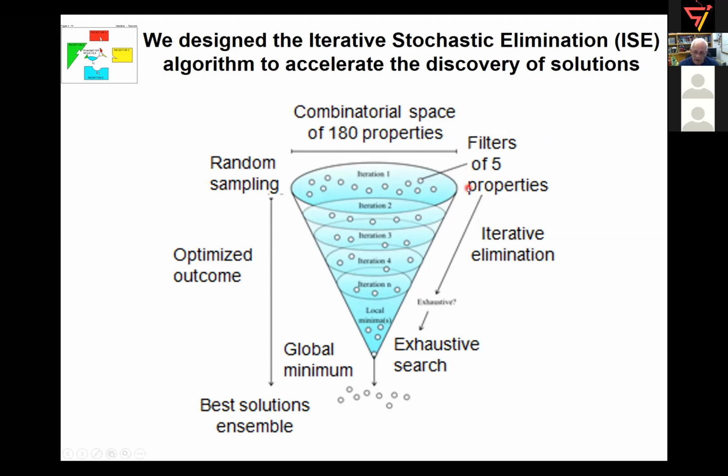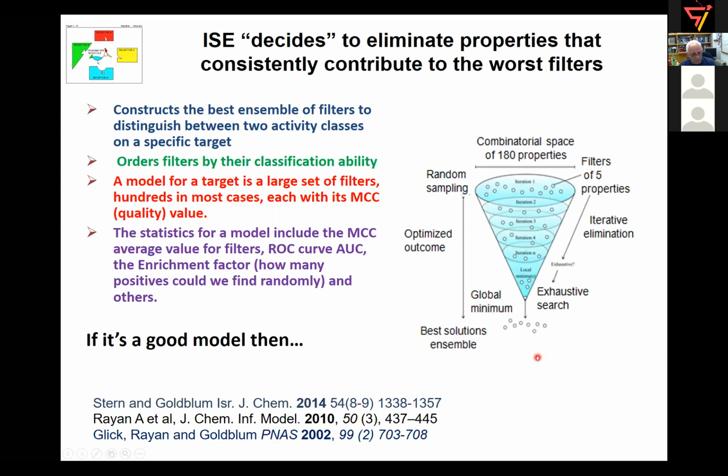We check the ability of each filter to distinguish between the actives and the inactives. And once we made up our mind about the properties that are not appropriate for distinguishing between the two sets, we eliminate those properties and we end up with a second iteration where we have fewer properties to deal with, and we reduce the number of properties in several iterations, where we eliminate more and more properties. So that's why it's called iterative elimination. And we reach the final step where we have only about 1 million combinations possible, which we call the exhaustive search. We calculate all the 1 million filters. We order them by their ability to correctly identify actives and inactives. And that is going to be the basis of our model.